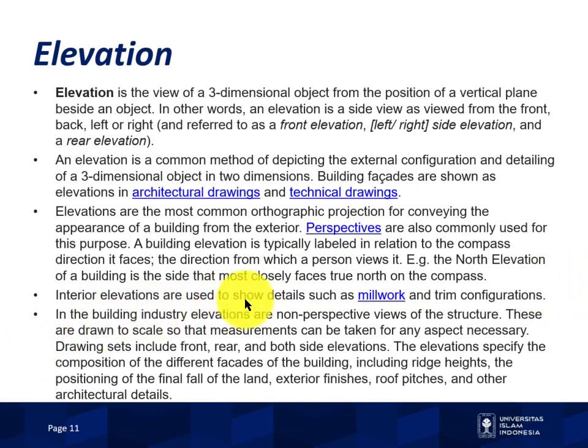Interior elevations are used to show details such as millwork and trim configuration. In the building industry, elevations are non-perspective views of the structure. These are drawn to scale so that measurements can be taken for any aspect necessary. Drawing sets include front, rear, and both side elevations. The elevations specify the composition of the different facets of the building, including ridge height, the positioning of the final fall of the land, exterior finish, roof pitch, and other architectural details.